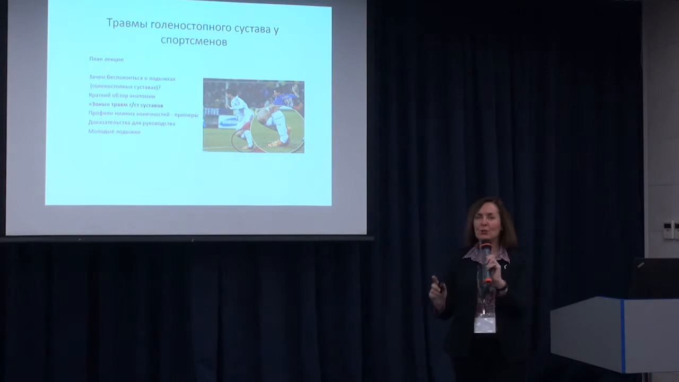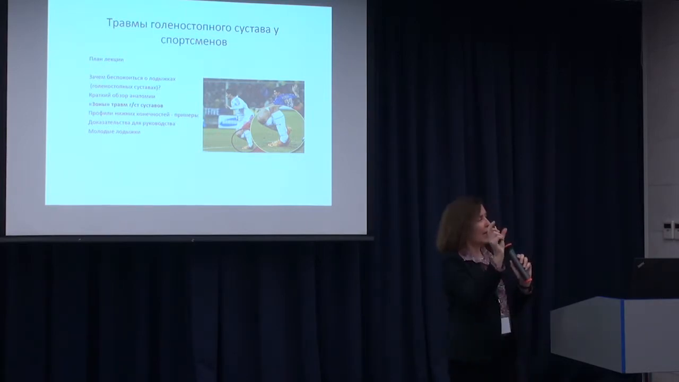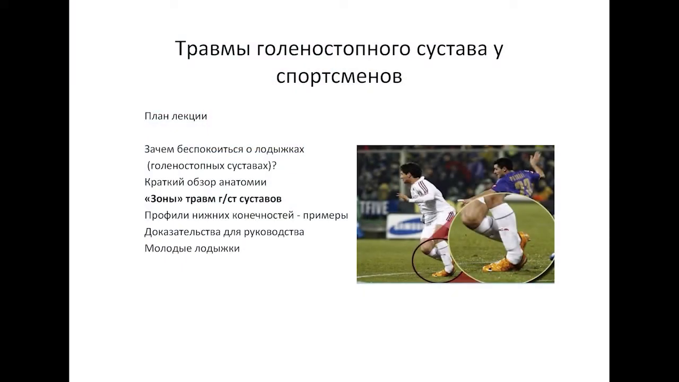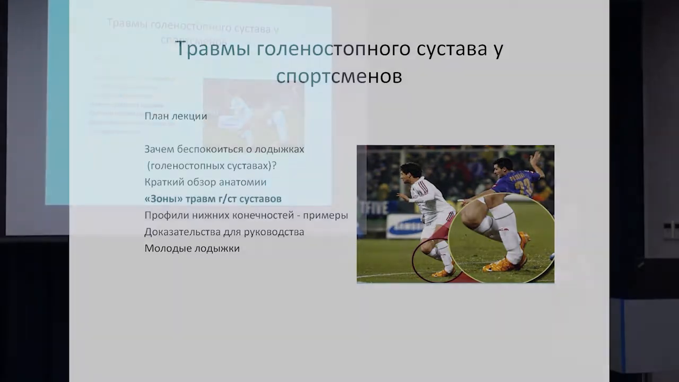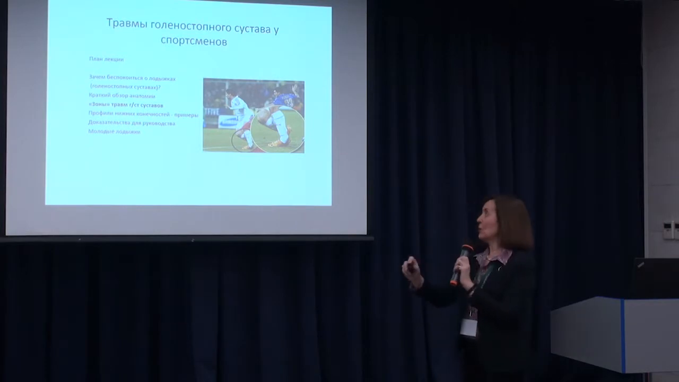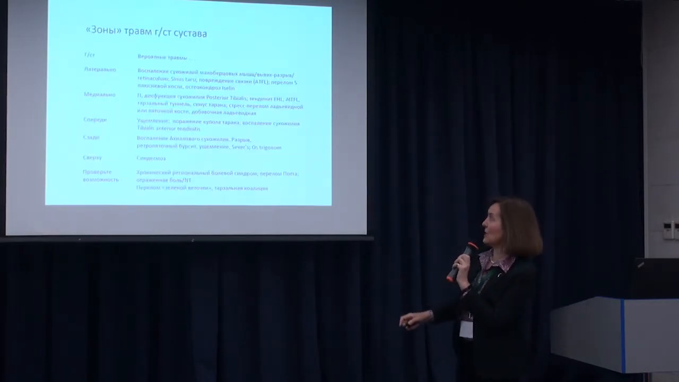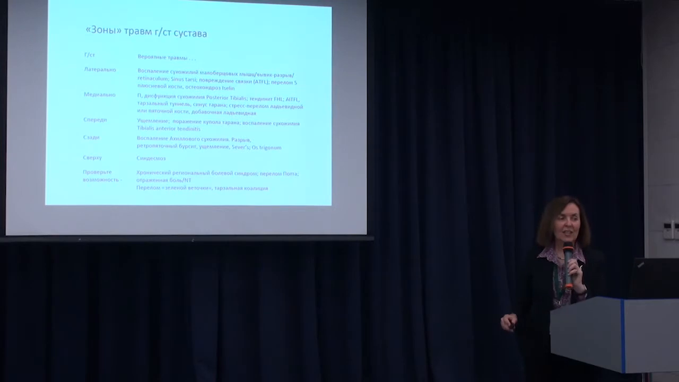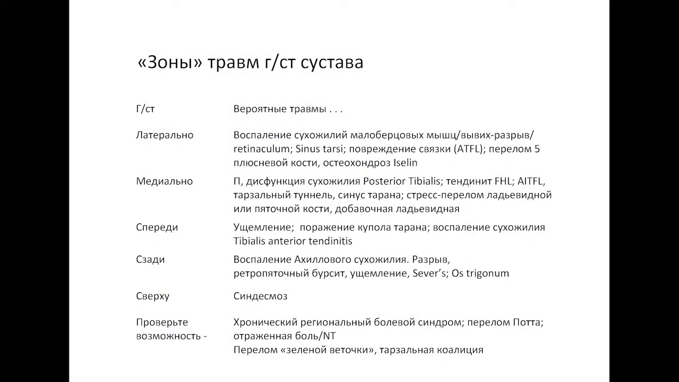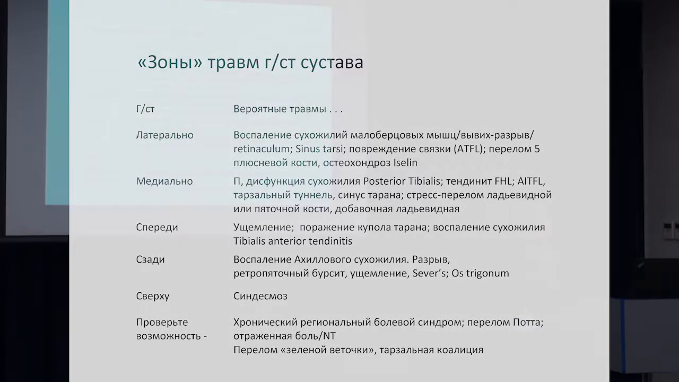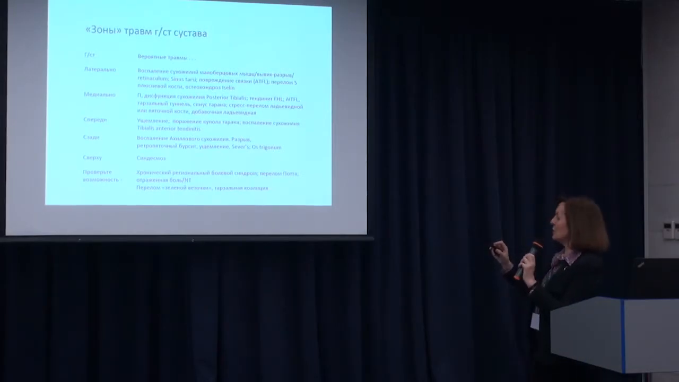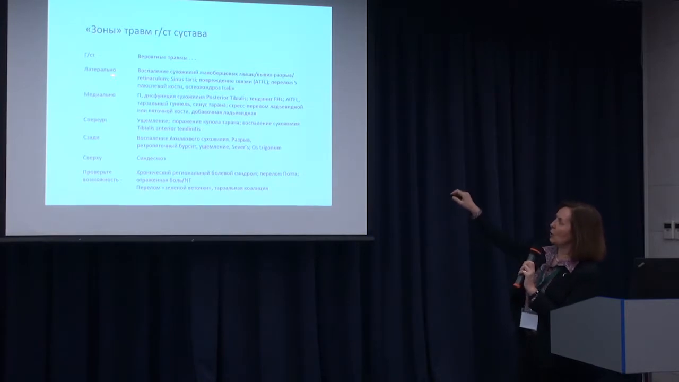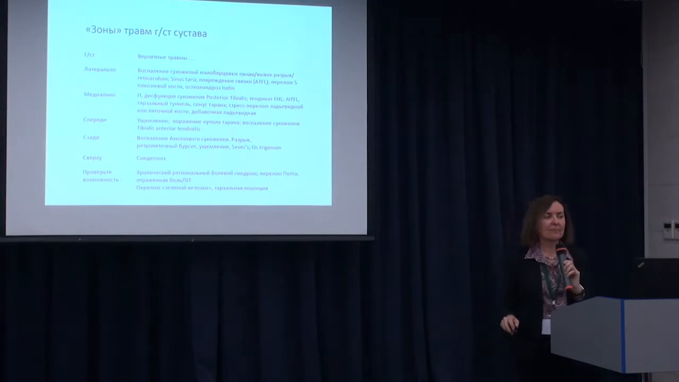All right, so now we're going to talk about what I've devised for you as the zones of ankle joint injuries. According to the location of the injury, the likelihood of a specific injury really can be looked at by location.